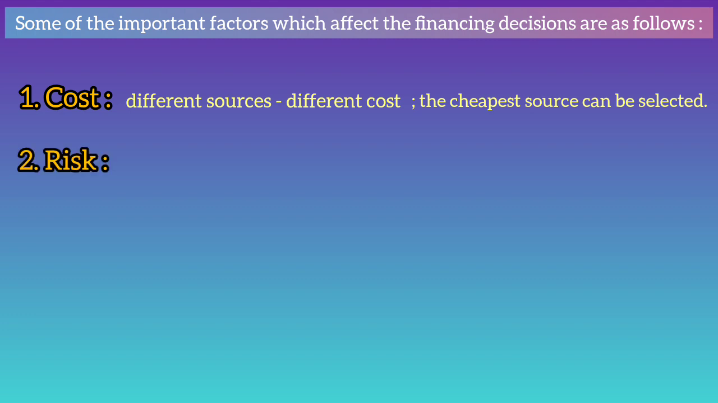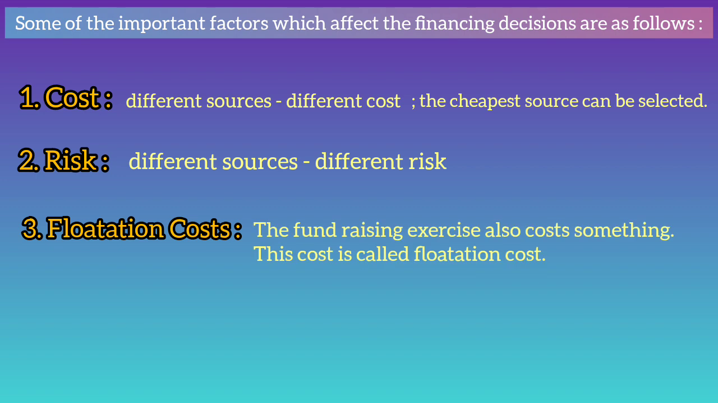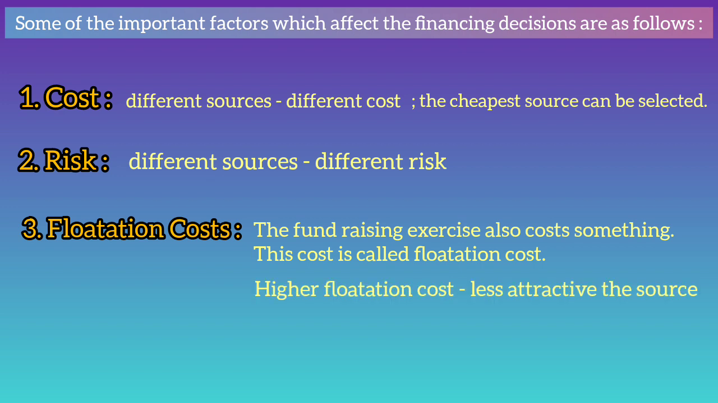Second is the risk. The risk associated with each of the sources is different. Like the cost, different sources have different risk which needs to be considered. Next are flotation costs. The fundraising exercise also costs something. This cost is called flotation cost, which must be considered while evaluating different sources. Source with higher flotation cost will be less attractive.